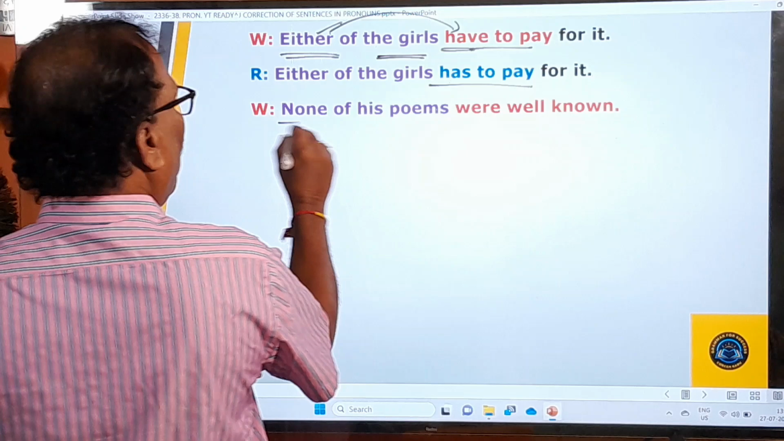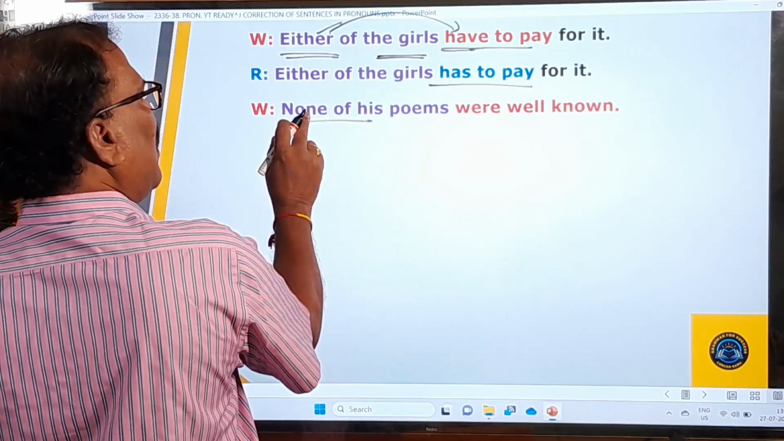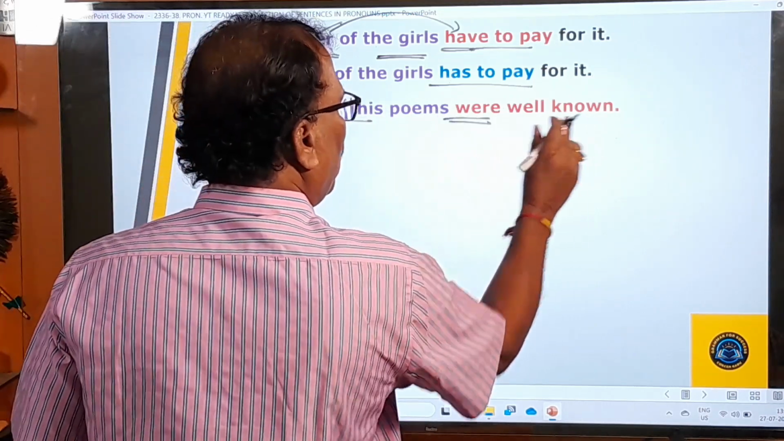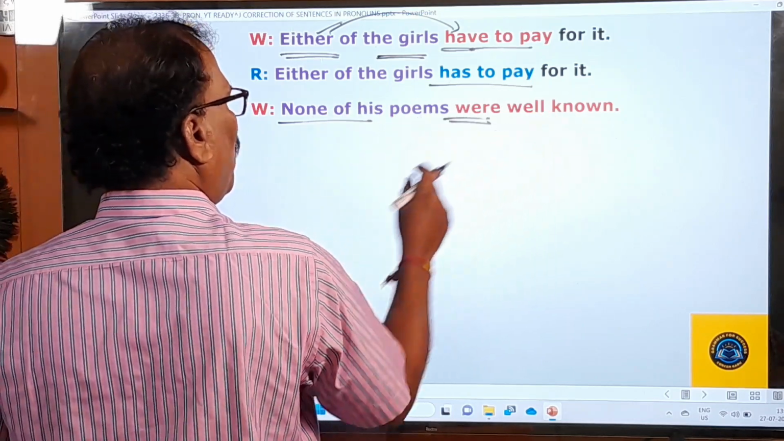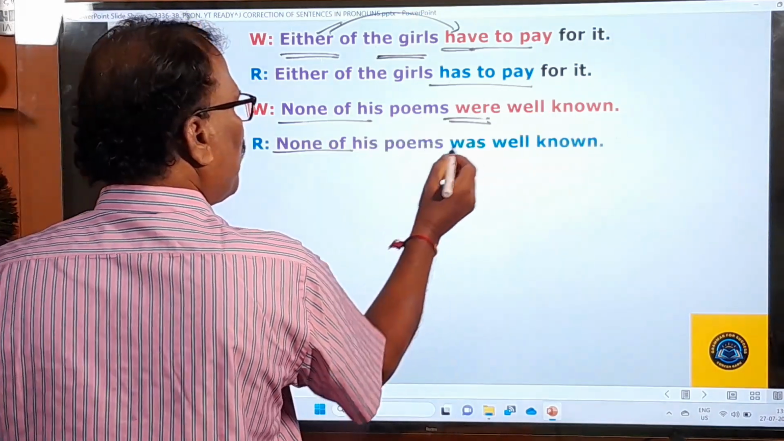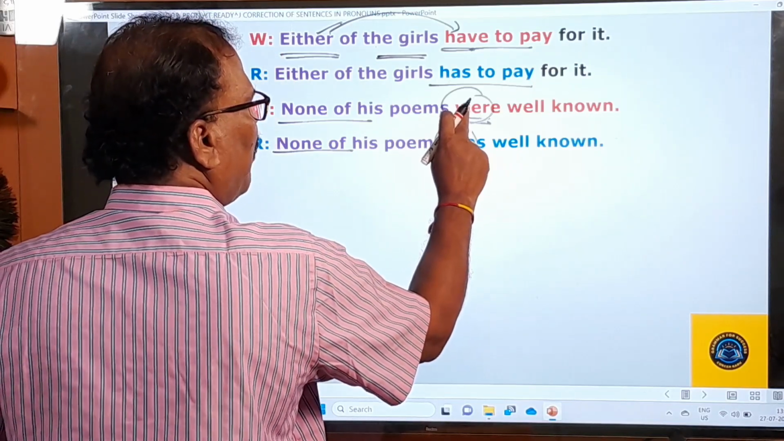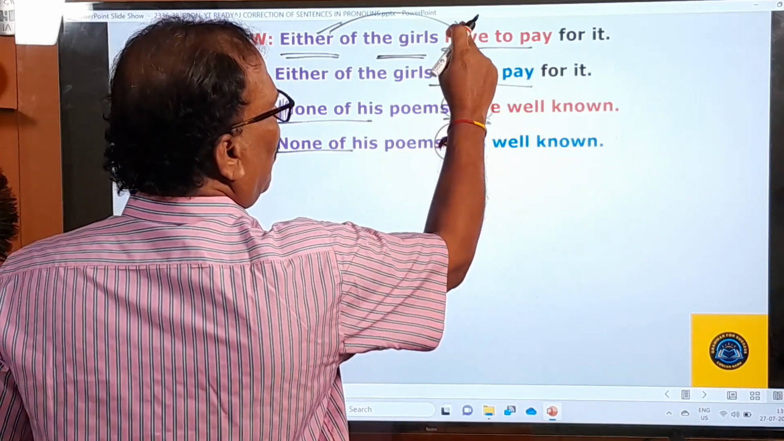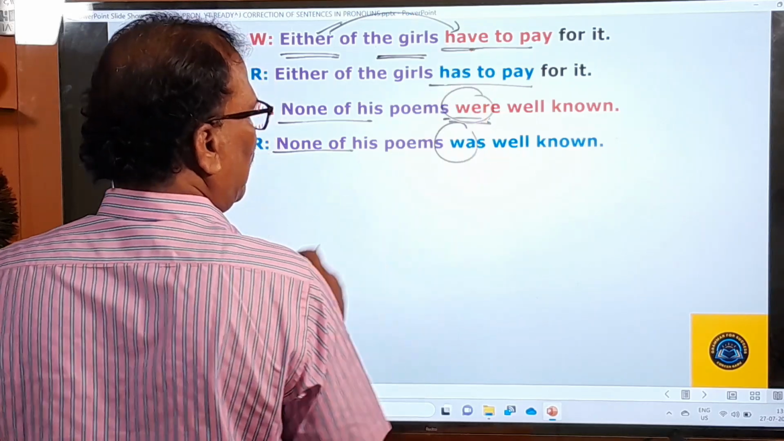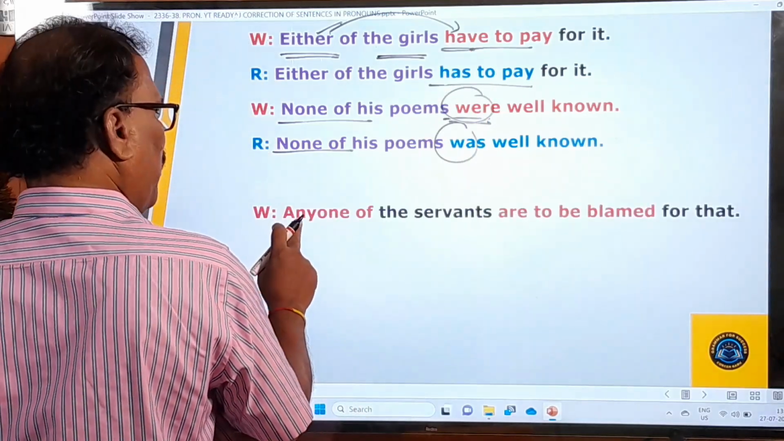And none of is given again. None of is always singular, and therefore were well known is wrong. None of his poems were well known. So here, say none of his poems was well known. The singular of the helping verb were is was. The singular of the helping verb have is has, like that.